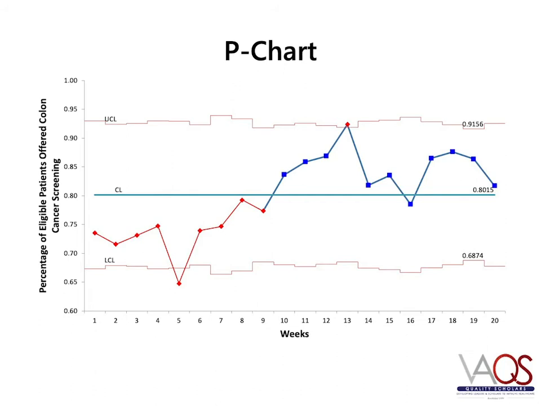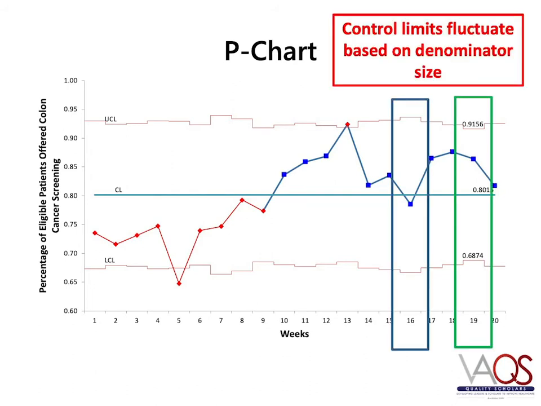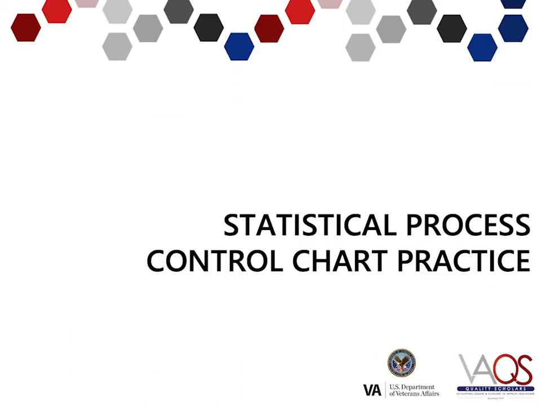Conversely, as the denominator size decreases, the width of the control limits increases. As you can see from the chart, the denominator at week 16 is smaller than the denominator at week 19. We can tell this because the width of the control limits at week 16 is greater than at week 19. Remember that with a p-chart, you can quickly examine how sample size changes over time by examining the control limits.